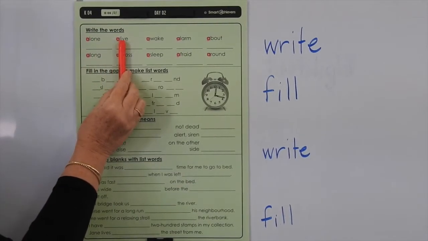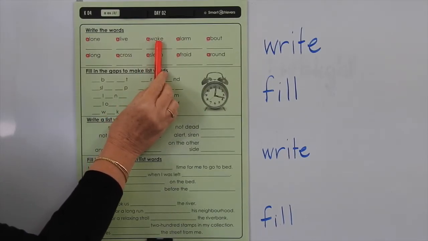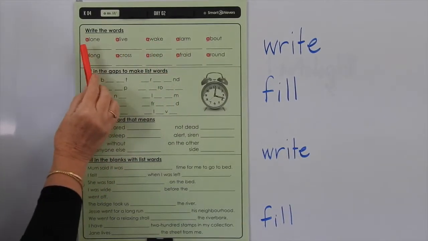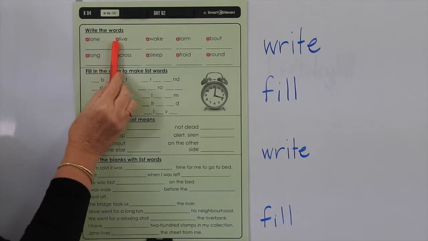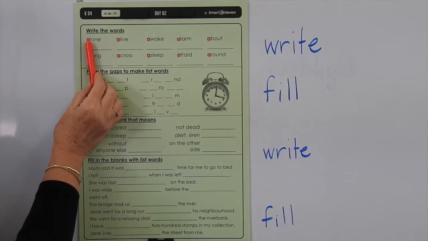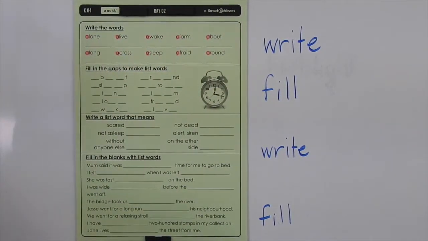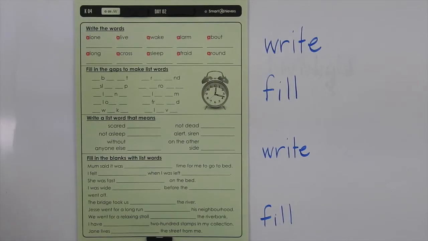Instead of saying alive, we go uh-live. Instead of saying awake, we go uh-wake. So that's what's happening. We're changing that from a long A sound to a schwa sound, but you have to know to write an A at the start of all these words for that sound. Okay, so let's have a look at what the words are.